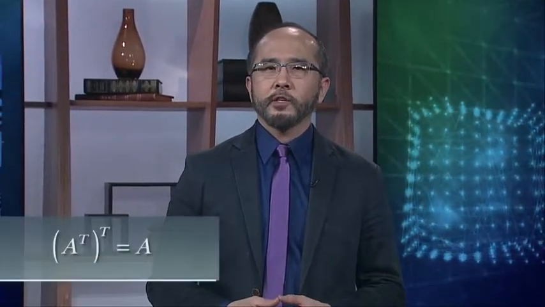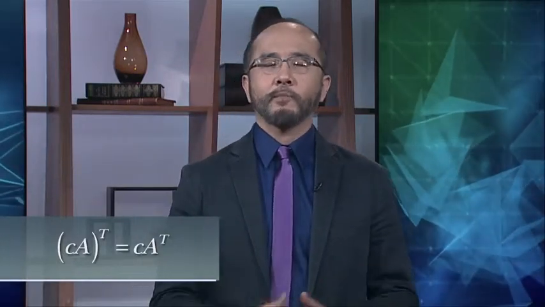A matrix that stays unchanged when performing the transpose must be square and have a symmetry about the diagonal that goes down and to the right. We call such a matrix symmetric. Here are some properties of the transpose. The transpose of the transpose of A is just A itself. The transpose of a sum is the sum of the transposes. The transpose of a scalar multiple of A is just the scalar multiple of the transpose of A.